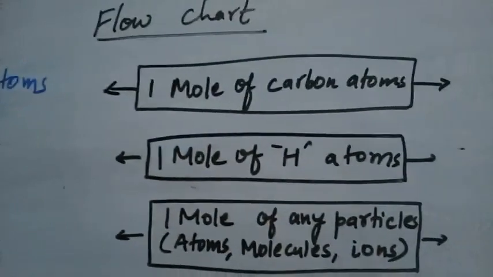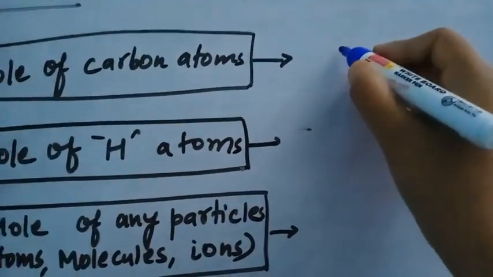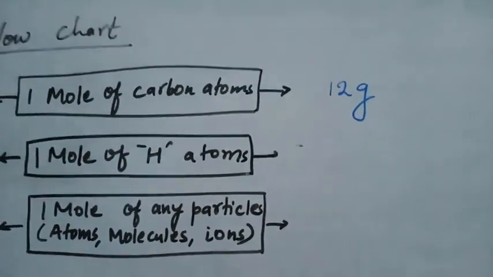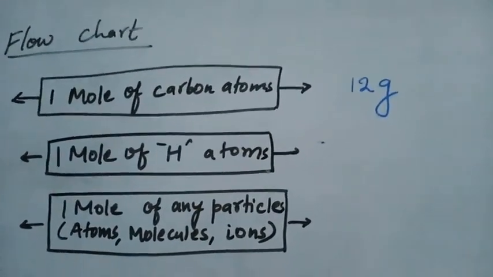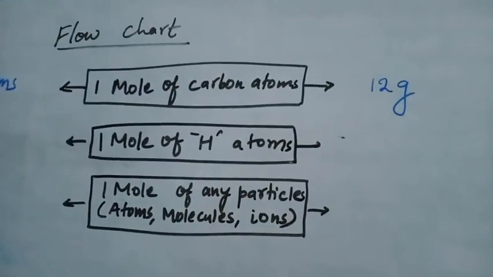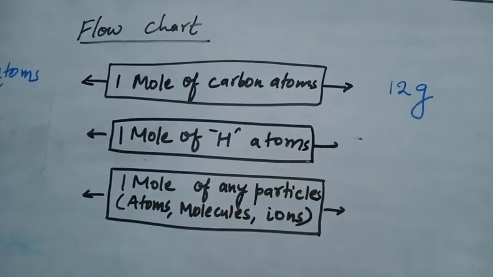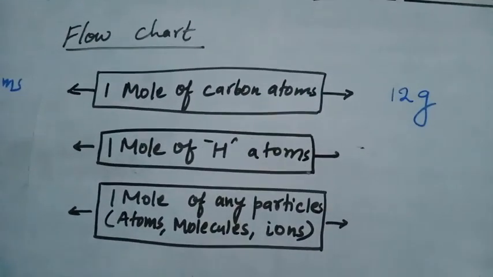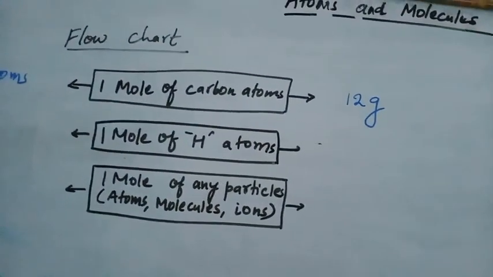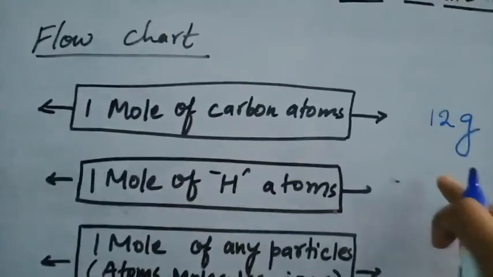Okay, and what is the mass of 1 mole of carbon atoms? It will be 12 grams. You know, I gave you one trick also. Just recall the atomic mass of carbon, and from that you can take the numerical value of the atomic mass of carbon and replace the unit u with gram, and you will get the mass of 1 mole of any atom. Here we have 1 mole of carbon atoms, it is 12 gram.